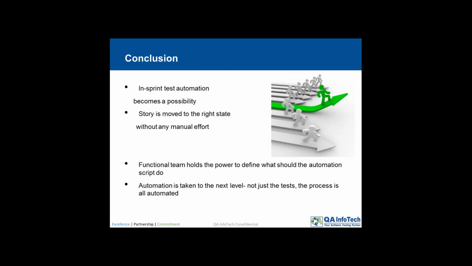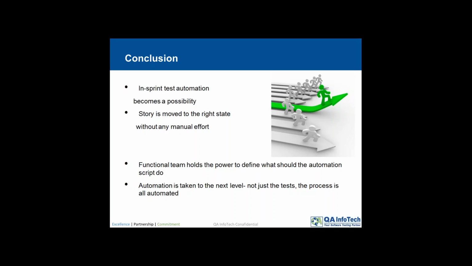Let's come to the conclusion of this presentation. The paradigm with which we started off, which is in-sprint test automation, has now become a possibility. Now that an automation script is ready, as soon as a user story is created on the defect tracking tool, all stories in the same sprint are automatically automated. This makes in-sprint test automation a reality.